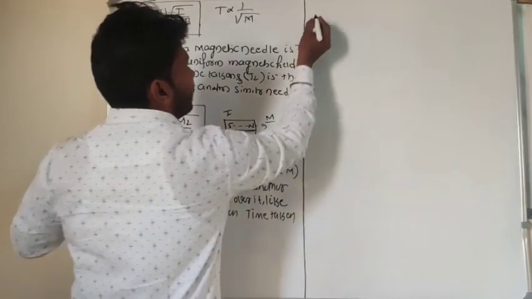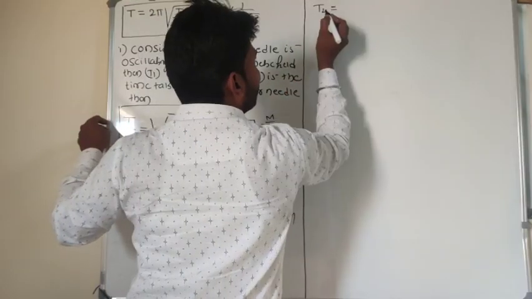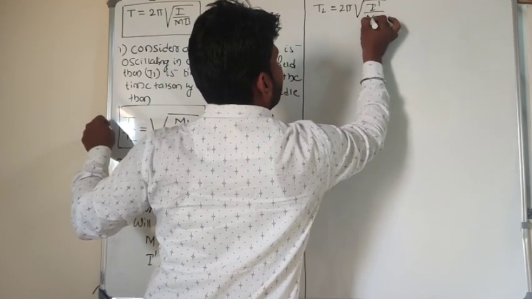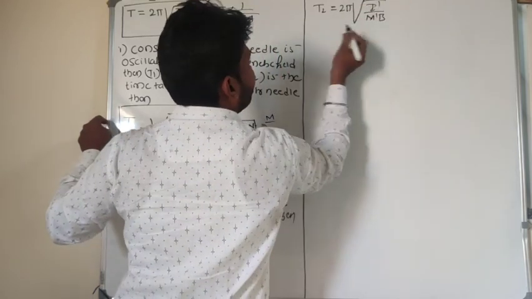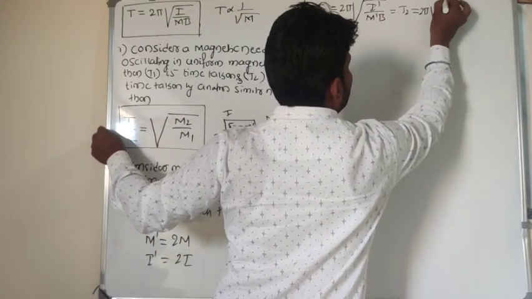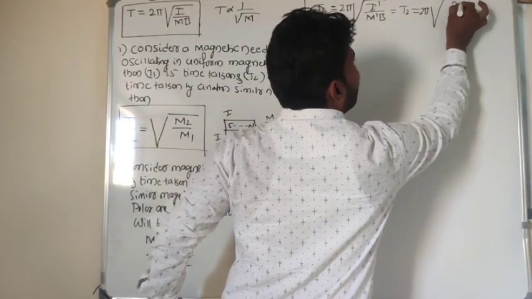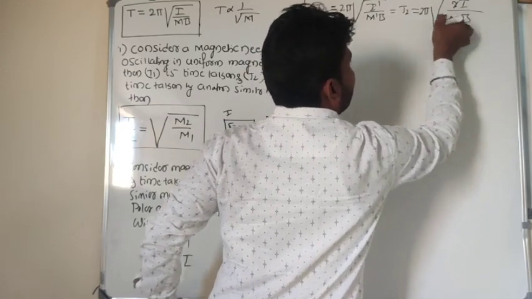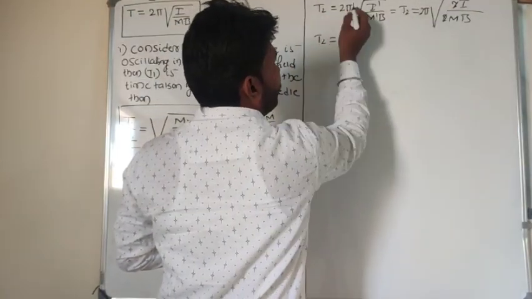Then the new time period, I can take t2 or t dash, is equal to 2 pi into square root of I dash divided by m dash into b. Look at here, t2 is equal to 2 pi into square root of, instead of I dash, I will take 2I, instead of m dash, 2m into b. This 2 term will get cancelled out, again I divided by m into b, so 2 pi is the same.